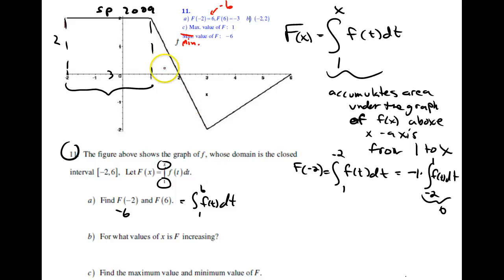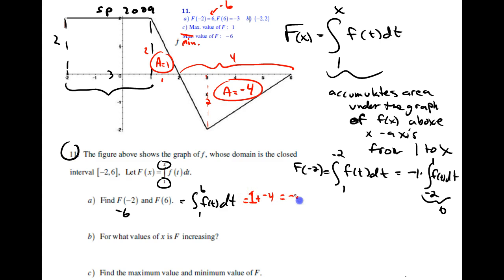So we have 1 by 2. This is 2. This is 1. So this is an area equal to 1. This is one large triangle with a base of 4 and a height of negative 2, which is 8. Half of that is 4. The area is negative 4 here. 1 and negative 4 total to be negative 3.